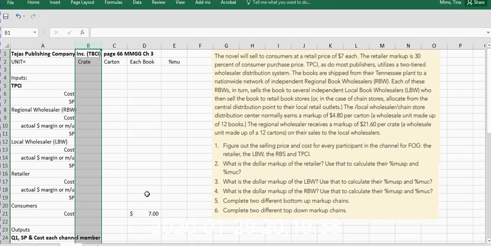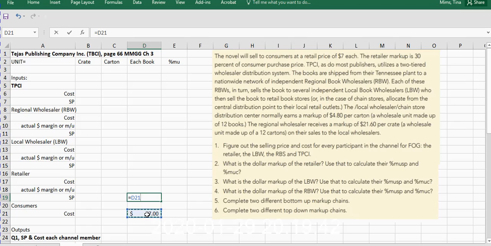Okay, so we've got the cost. So now we also know the retailer's selling price, don't we? We do. We know the retailer's selling price is the consumer's cost. Okay, so let's take a moment right here and figure out if it says here that a wholesale unit is made up of 12 books. So that is a carton. You see where it says the local wholesaler normally earns a markup per carton of a wholesale unit made up of 12 books. So this is each book.